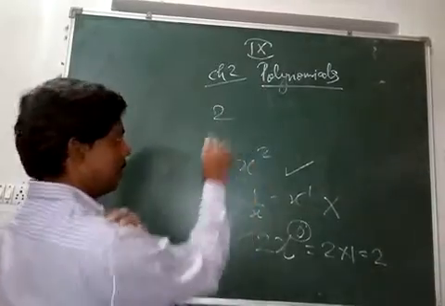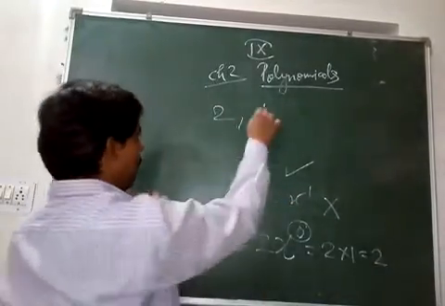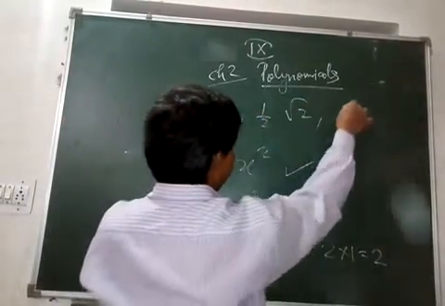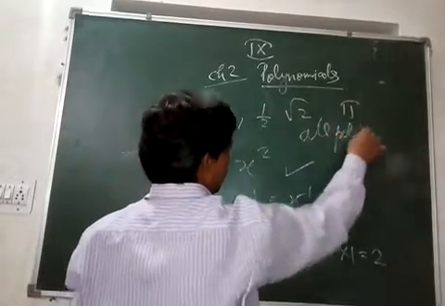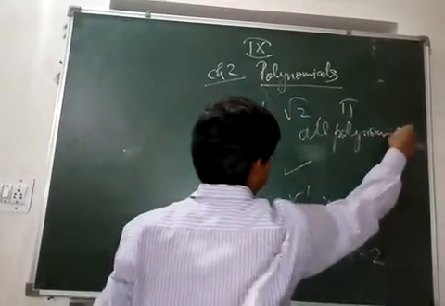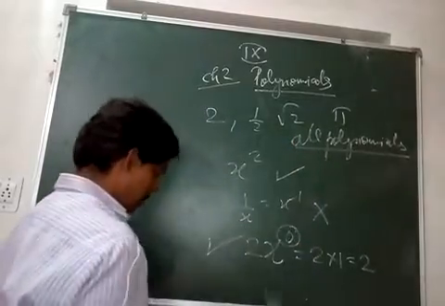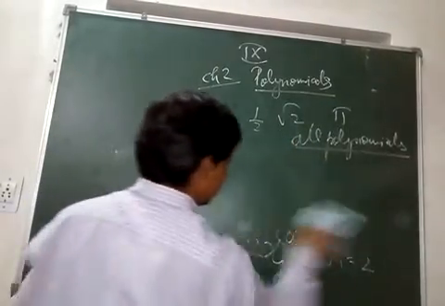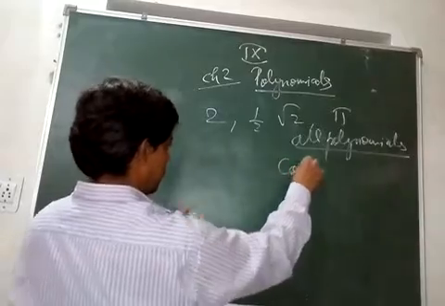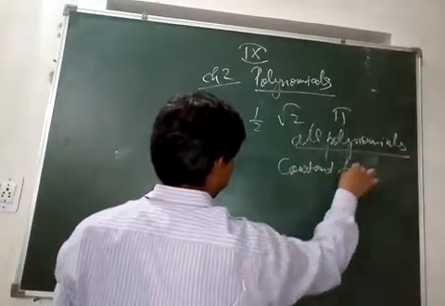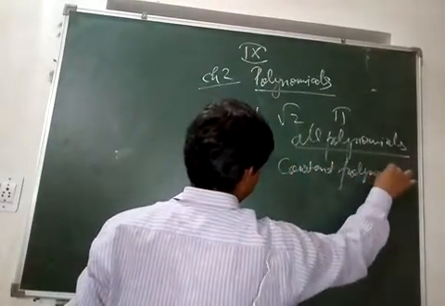So any real number that you have studied, 2, half, root 2, any real number, these are all polynomials, and they are called constant polynomials.